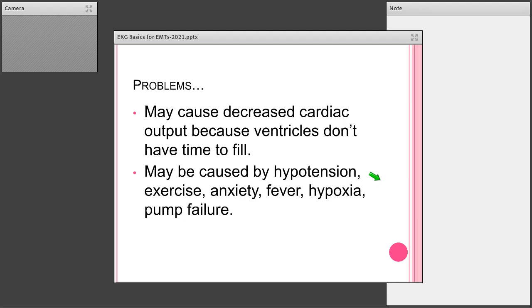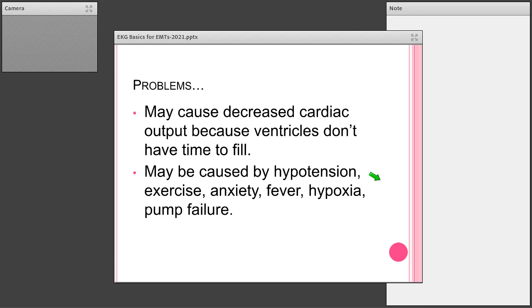It can be caused by, not caused by, but it can cause decreased cardiac output because the ventricles don't have time to fill. It can be caused by hypotension. So if their blood pressure is low, the heart's going to try to compensate by beating faster. Exercise, obviously, if they have been actively exercising, their heart rate needs to be faster to keep up with the oxygen demand of the muscles.